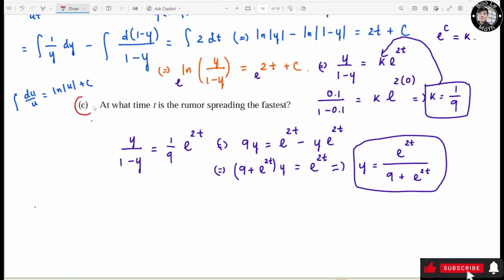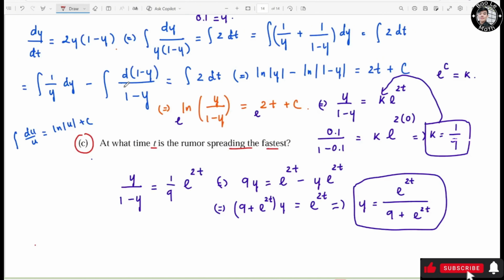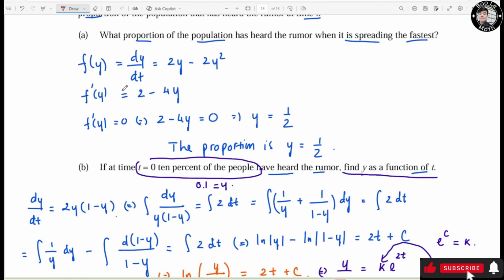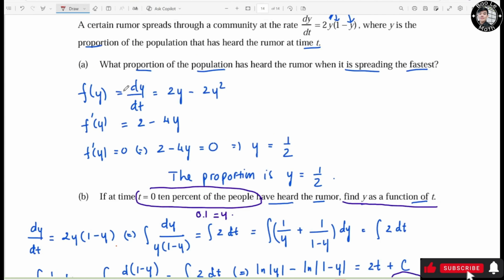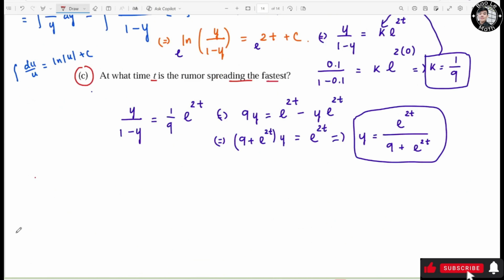Now let's move on to question C. At what time t is the rumor spreading the fastest? Alright, so we go back over here. The rumor spreads the fastest when y = 1/2. So we're going to substitute 1/2 for y into this equation to solve for t.